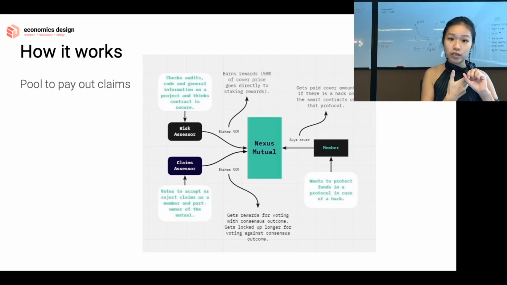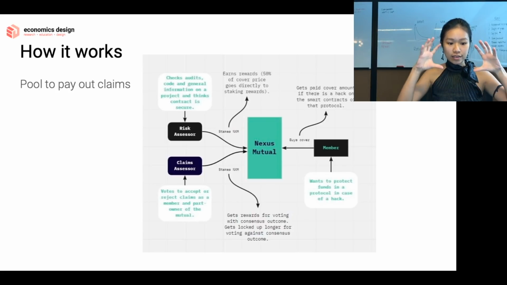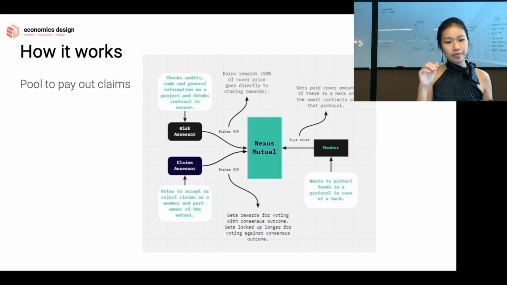And then you have two other types of participants. The first one is a risk assessor. A risk assessor will check the risk of something. The third one is a claim assessor, who would check the claims of something. Okay, so those are the three different types of participants: the member, the person who defines risk, and the person who defines claims. How do they work, and how is it decentralized?